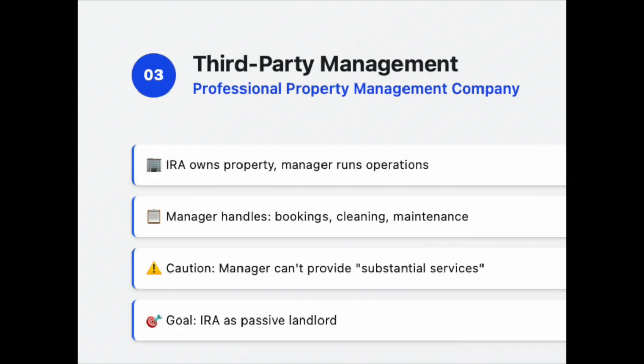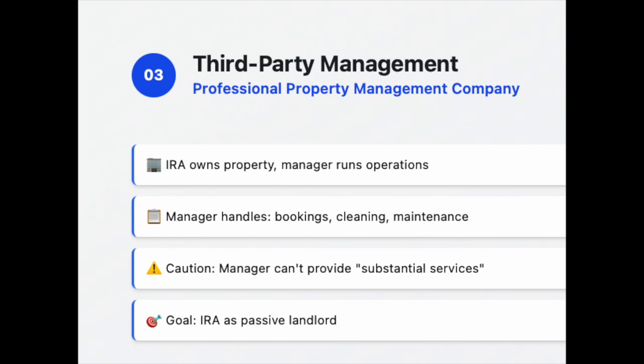That leads right into workaround number 3. Use a third-party management company. Like a professional property manager. Exactly. Your IRA owns the property, but you hire a management company to handle everything else. Marketing, bookings, guests, cleaning, maintenance, the works. And that makes the IRA passive because it's just like outsourcing the operations. Yeah, in theory. The IRA is acting like a passive investor collecting rent, facilitated by this third party.